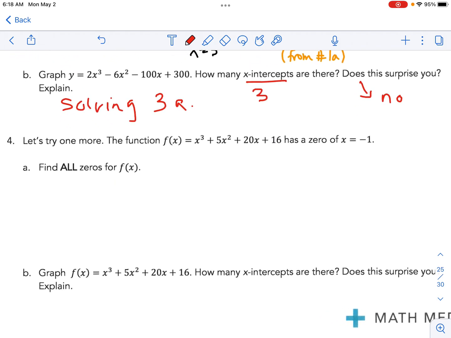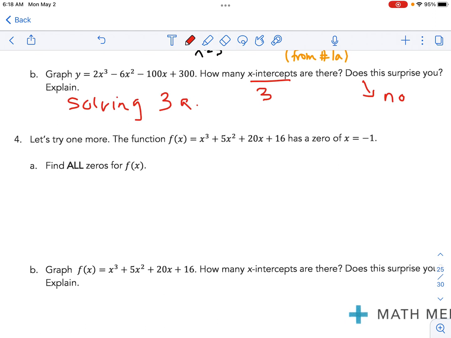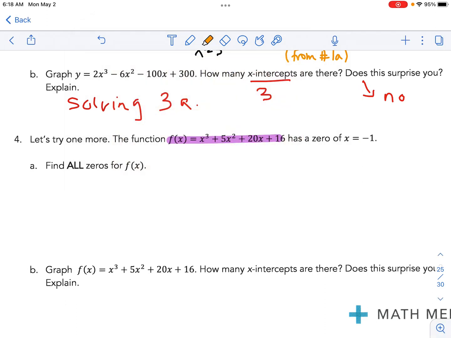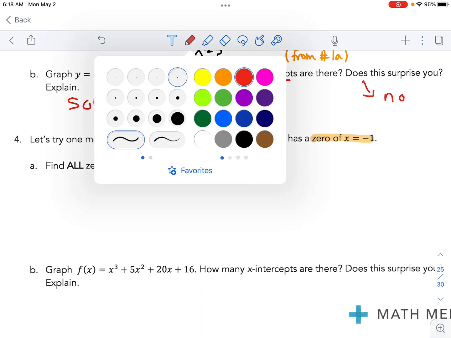So we have this function. Now we're giving you this in a little bit different information setup. It says we have the function this, and it says find all zeros. And we know we have 1 zero. It says we have 1 zero of x equals negative 1.